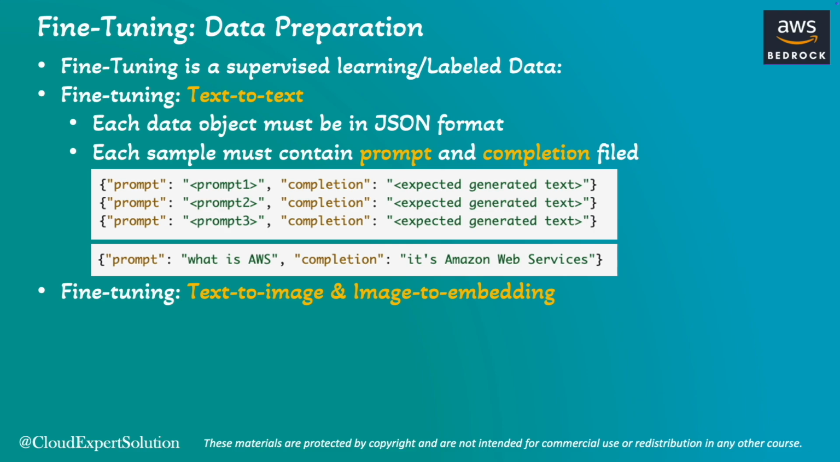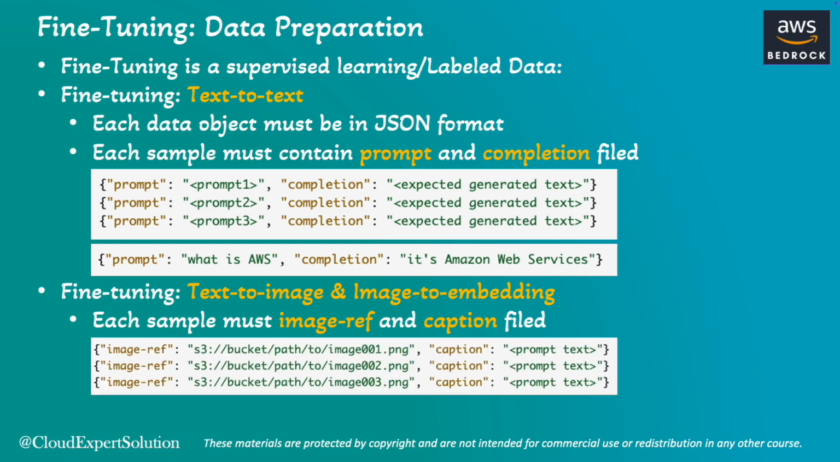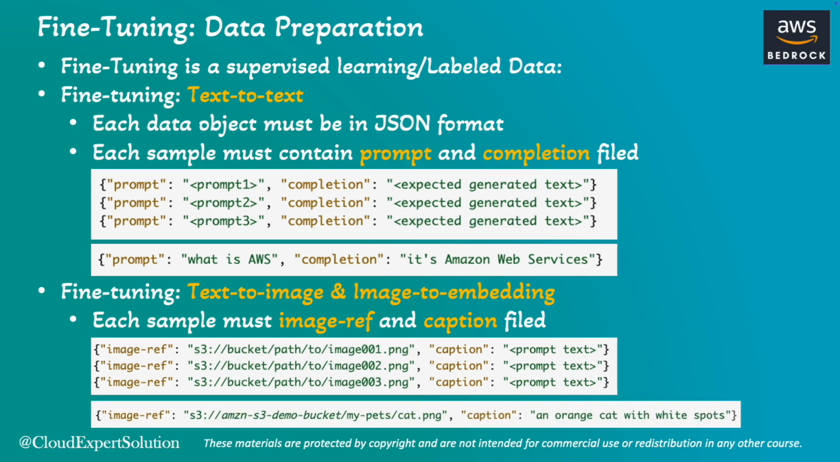On the other hand, if you want to fine tune a text-to-image model or image-to-embedding model, in that case, each sample must have the image reference and caption field in the dataset. And here are the examples. You can see text-to-text versus text-to-image is totally different, because when you are generating an image from text, then you need to provide the image reference and the corresponding caption. Now let's review a real life example. If I want to train the model to generate an image of an orange cat with a white spot, then I have to give a sample image of that cat with a white spot.